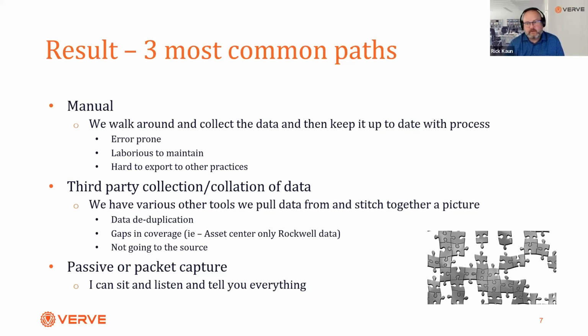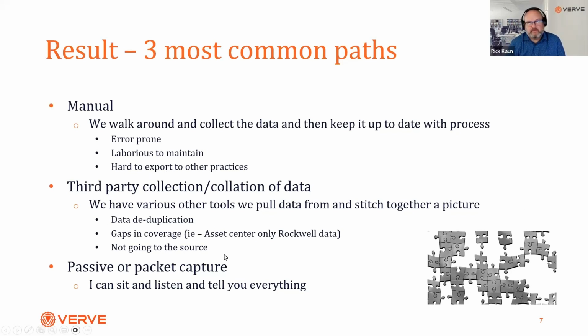The challenge here is that it's very error prone. It's very laborious to maintain, and it does not stay up to date no matter how good your process is. And it's very, very hard to export that data to other practices. Yes, you've got an inventory list, but if it's a static list in a spreadsheet somewhere, not live to the systems, how do we make those other informed decisions we were talking about a moment ago?